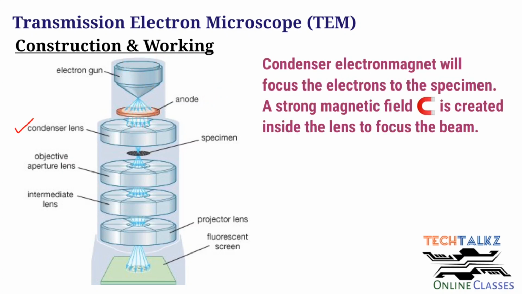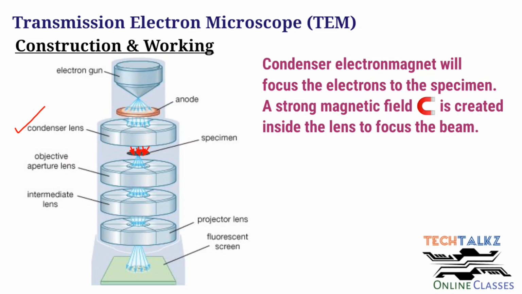The next element is the condenser lens. Here we use an electromagnetic lens. When the electromagnet is switched on, a powerful magnetic field is created. The electron beam travels in a spiral path and is focused by this strong magnetic field. So the condenser lens will focus this electron beam onto the specimen.